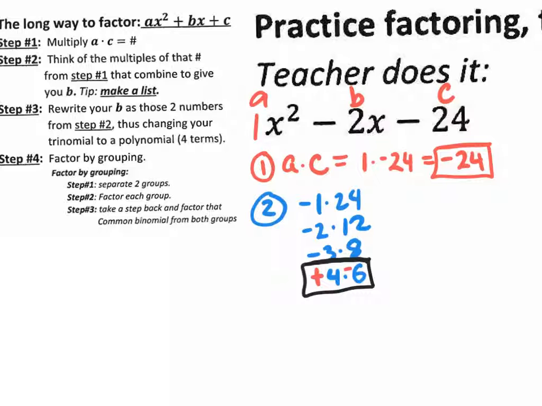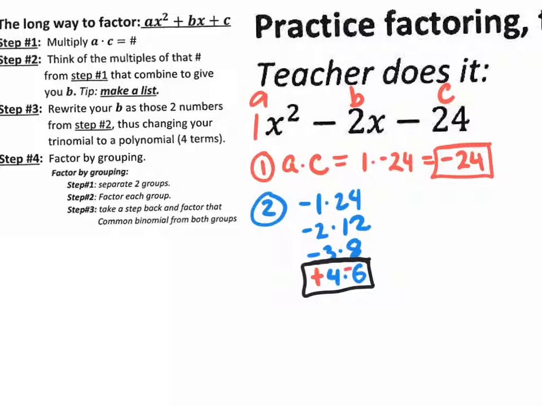So once again, step 1, multiply a times c. That was easy. Step 2, make a list of all the multiples of this answer, and you're looking for the ones that combine to give you the middle value, -2, and we found it. It's +4 times -6. That gives us -24, and when we combine them, it does give us -2. Let's move on to step 3. This is where it gets really weird. Step 3, rewrite your b as those two numbers from step 2, thus changing your trinomial to a polynomial.